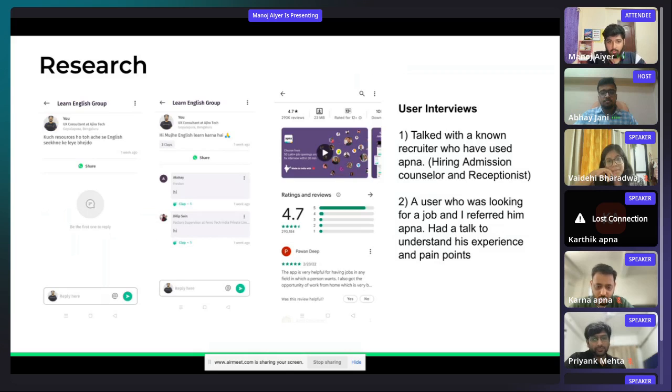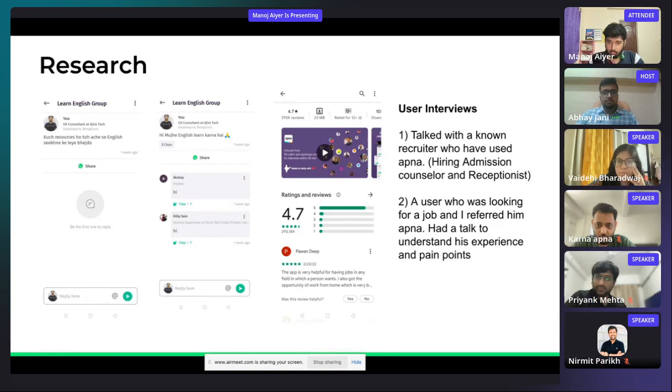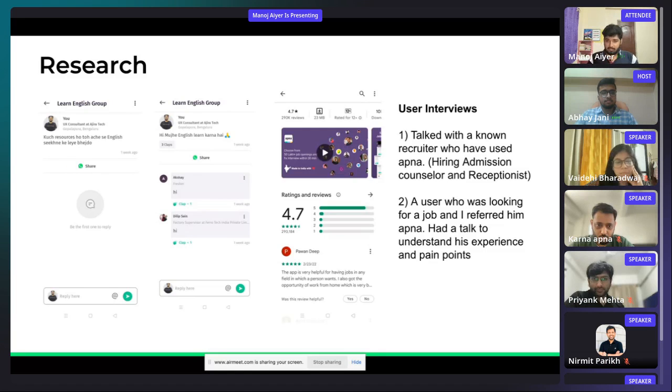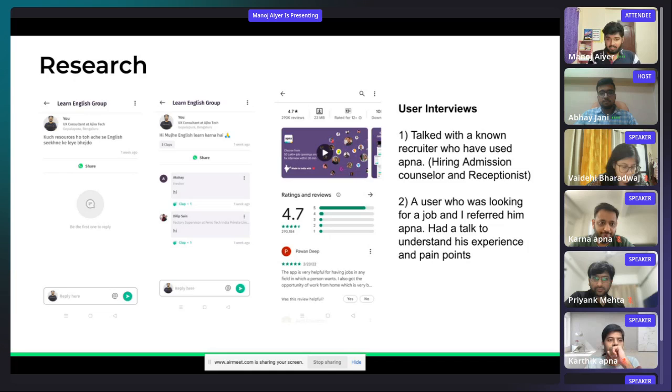A quick research on what I did. I went to some groups and said, mujhe English learn karna hai, but I did not get a proper response. I also read some reviews and talked to some users. I talked with a known recruiter who has used Apna for hiring an admission counselor and receptionist. He's a businessman who owns a hotel and schools. He had a very good experience, especially when Apna suggests the cards of the candidates, and after some time you pay for additional candidates.